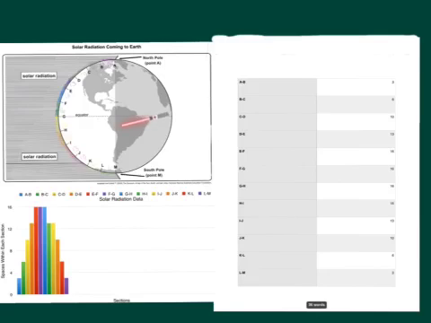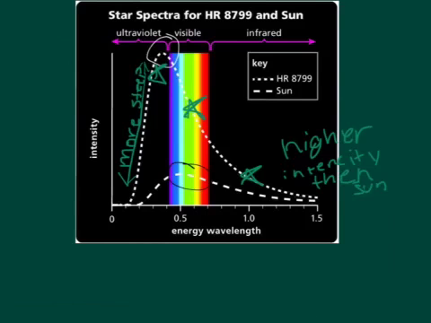And all of this has to do with solar radiation. So, this line and this line are each different stars. This line is HR 8799 and this one is the sun.